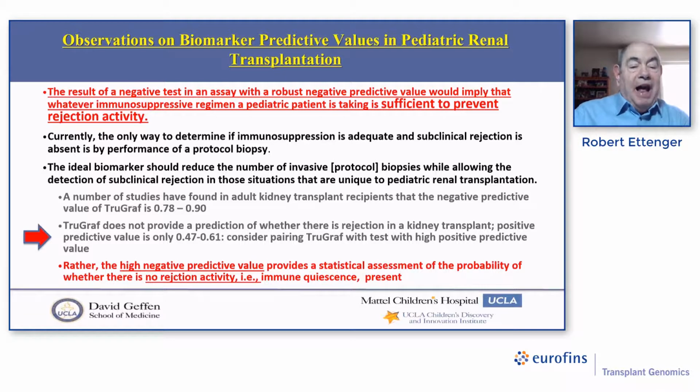However, the high negative value in a test like TruGraf provides a statistical assessment of the probability of whether there is no rejection activity, namely immune quiescence. And that's really what we're looking for in our patients.